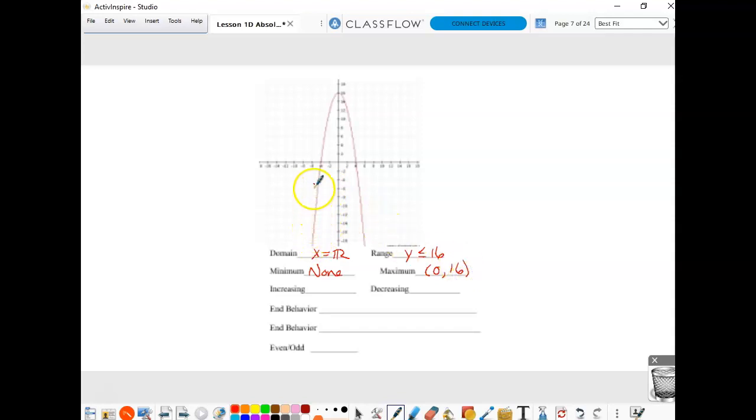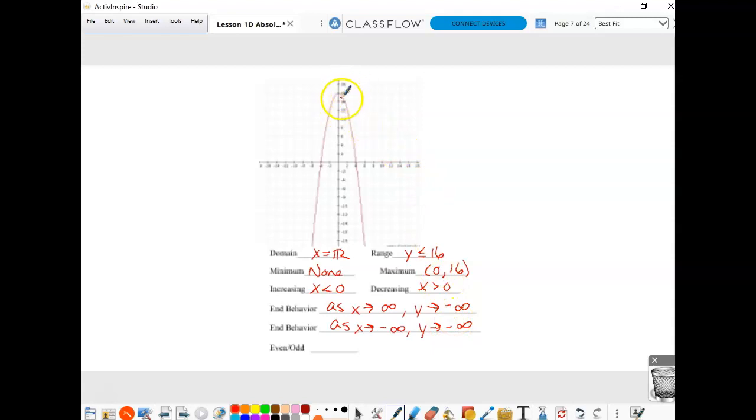This graph is going uphill all the way until x is 0. So that's for when x's are less than 0. And then once it hits 0 and goes beyond, it starts decreasing. So that's when your x's are greater than 0. And as x approaches infinity, so as we go this way, what's my y value doing? Oh, it's getting smaller and smaller and smaller. So it's approaching negative infinity. And as x approaches negative infinity, what's y doing? So as we go this way, again, y is getting smaller and smaller. So y is approaching negative infinity.